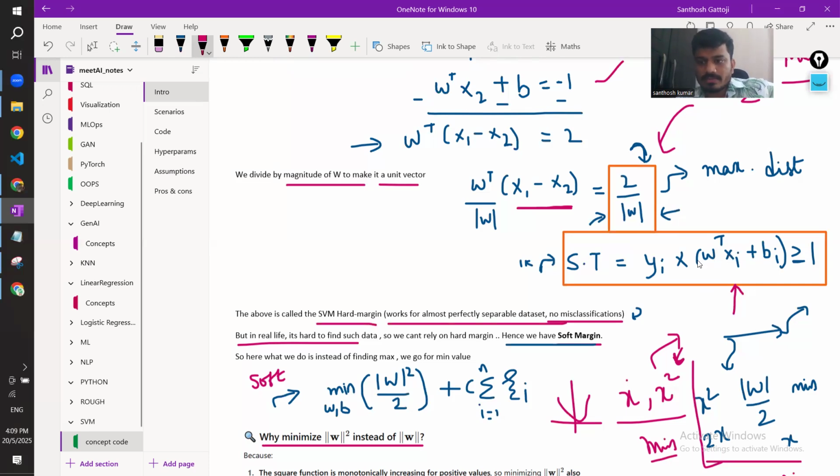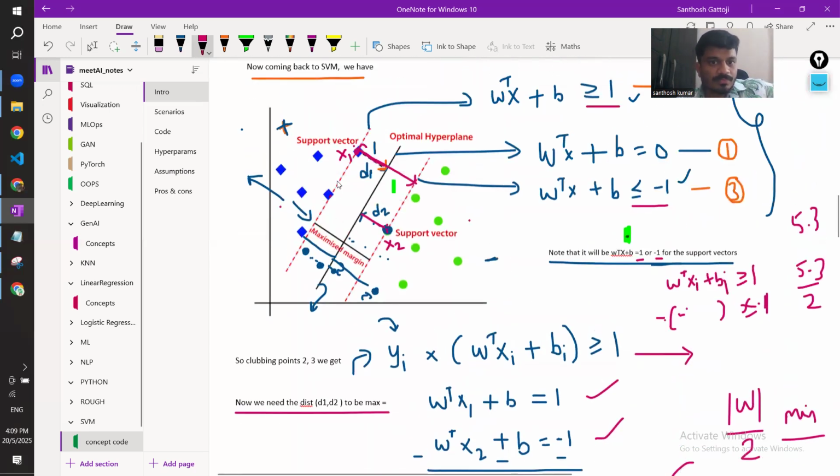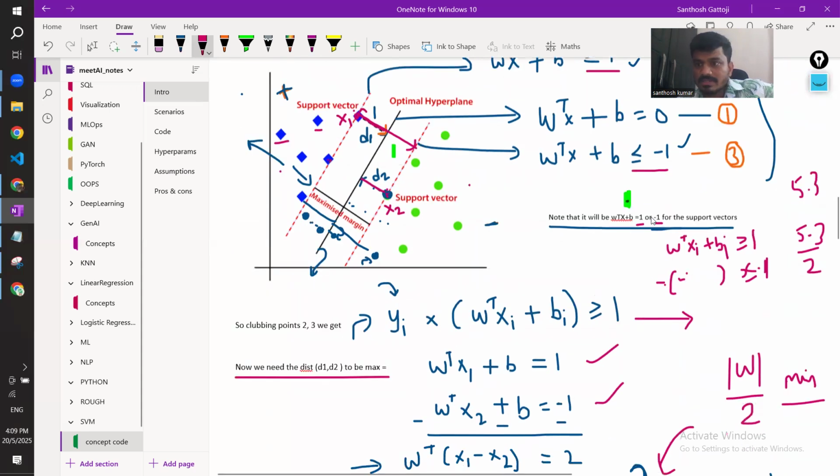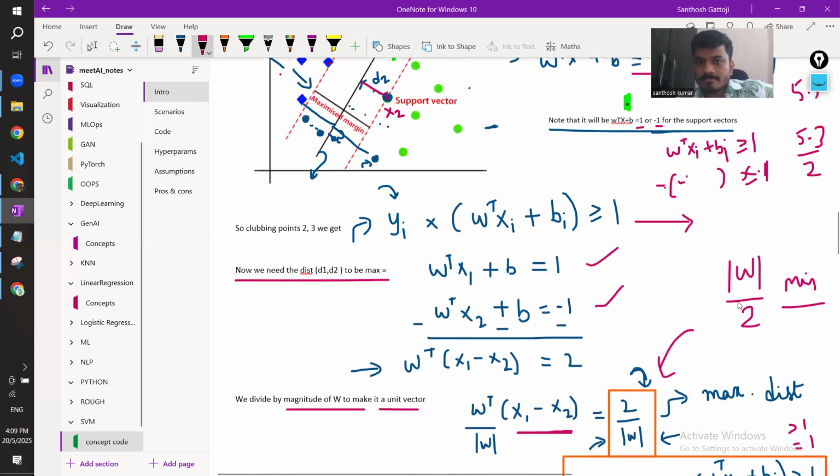See, this equation is for all the points, so that means for these points also and support vectors also. This is not a support vector. Only these are support vectors. So for support vectors, this equation will be equal to 1. For perfectly classified points, this will be greater than 1.